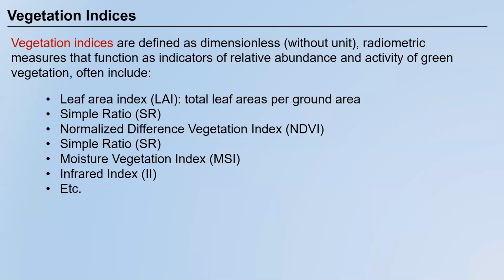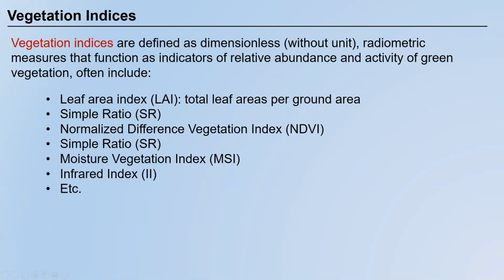Vegetation indices do not have units, so they are easy to use. You don't have to consider unit issues. And they are radiometric measures that function as indicators of relative abundance and activity of green vegetation.